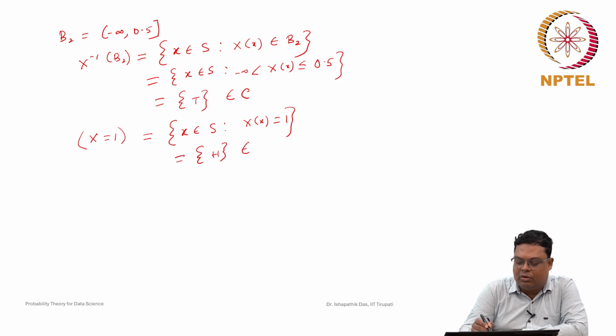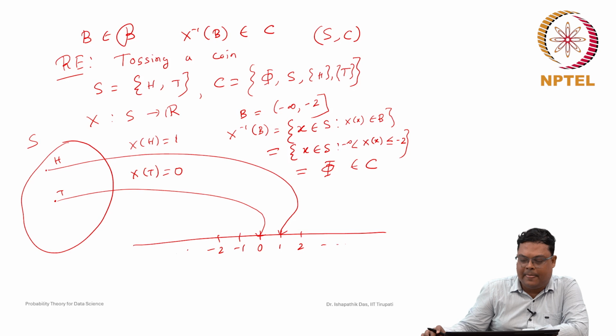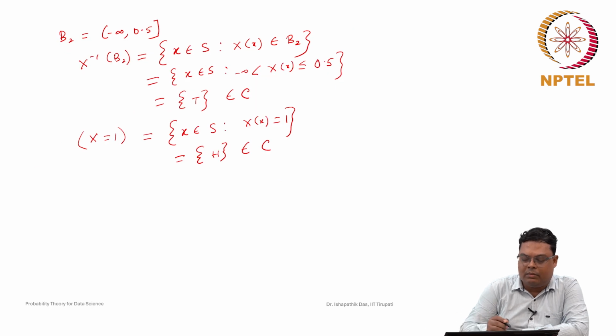So, then this is also in the collection of the sigma field, this C. We denoted this by C. C is nothing but the power set. This is also inside C. Similarly, we have some kind of notation, X is less than or equal to, suppose, 1.